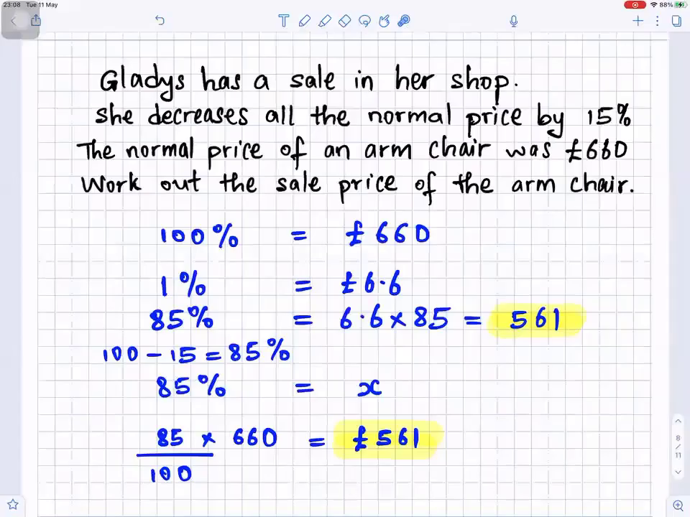Gladys has a sale in her shop. She decreases all the normal price by 15%. The normal price of an armchair was £660. Work out the sale price of the armchair.